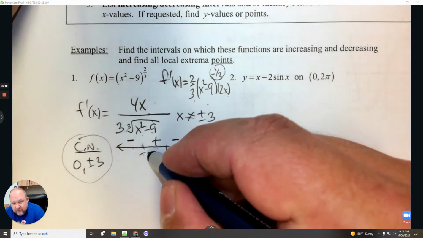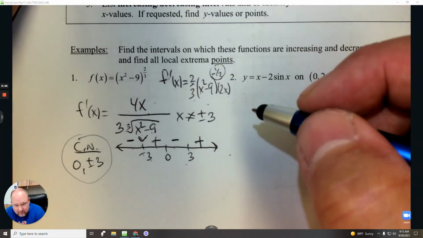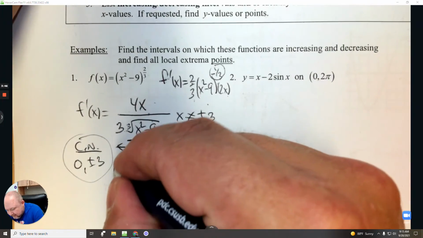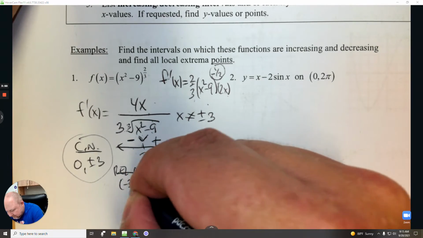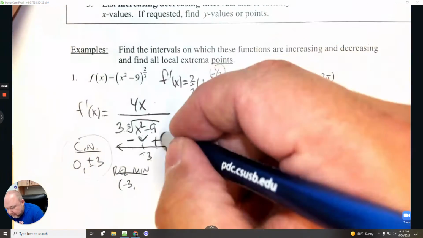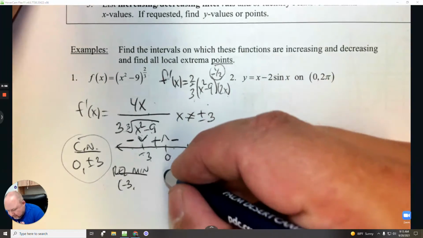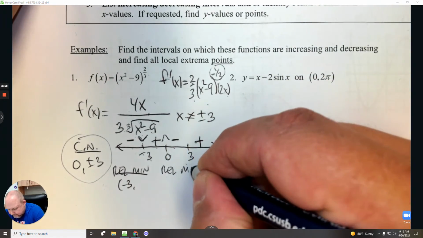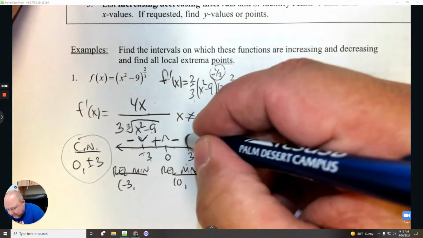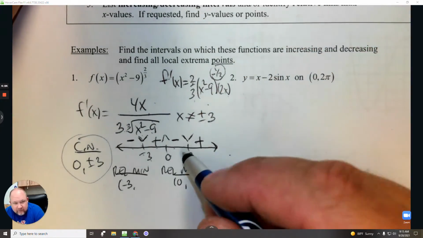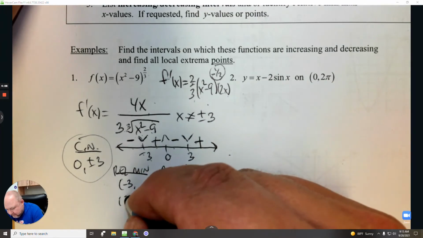Now, this function is decreasing, and then at negative 3 it turns and increases. So at negative 3 is a relative minimum. At 0, it increases and then decreases. So at 0 is a relative maximum. And then at 3, it decreases and then increases. So it creates a turning point. That's a minimum at positive 3.